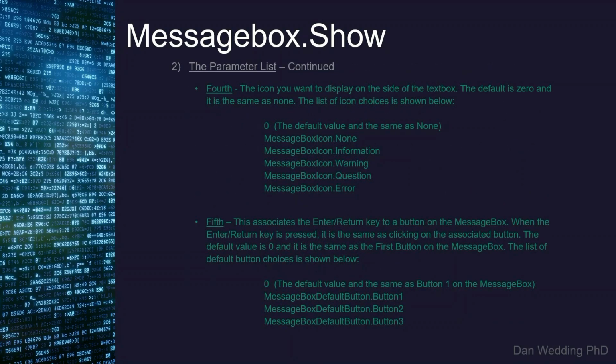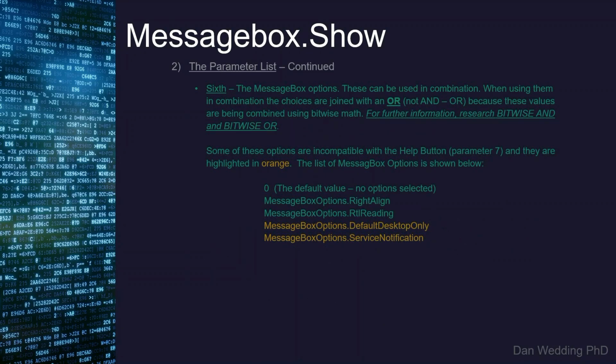Fourth, the icon you want to display on the side of the text box. The default is 0, and it is the same as none. The list of icon choices is shown below. Fifth, this associates the Enter Return key to a button on the message box. When the Enter Return key is pressed, it is the same as clicking on the associated button. The default value is 0, and it's the same as pressing the first button on the message box. The list of default button choices is shown below.